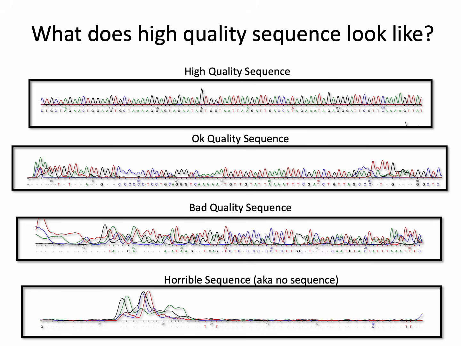Each little wave in these images represents the fluorescent signal from an individual ddNTP nucleotide as it runs through the gel in a Sanger sequencer. The color of each wave represents a different nucleotide, A, T, G, or C, which ultimately gets translated into your sequence. Hopefully it's clear that the waves are clean and clear in the high quality sequence at the top and become increasingly ugly and garbled and uninterpretable as you move down to the horrible sequence at the bottom.